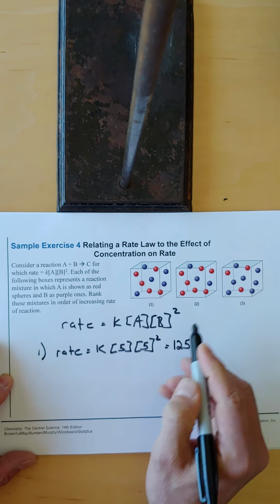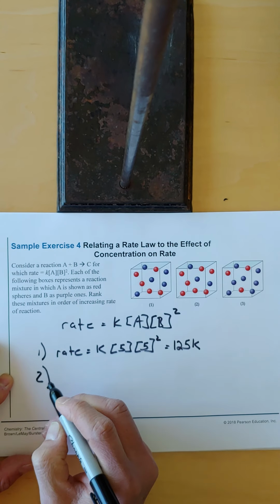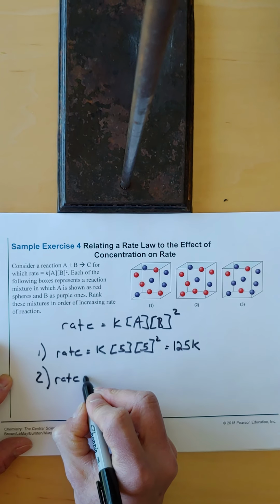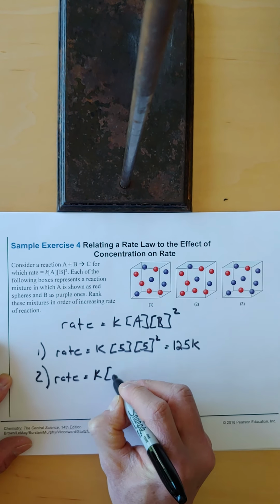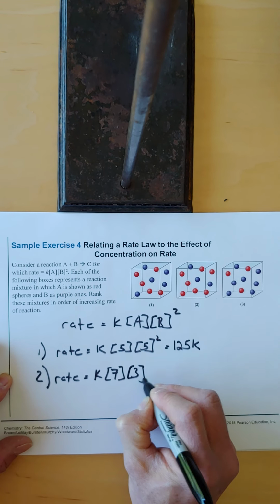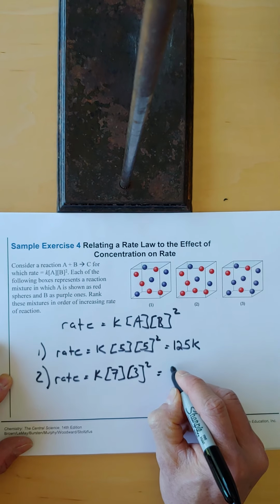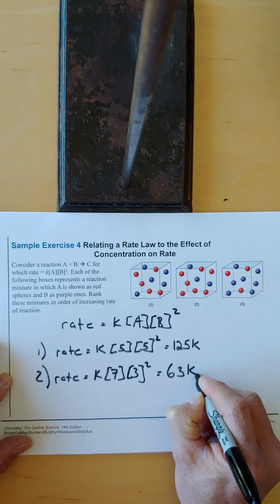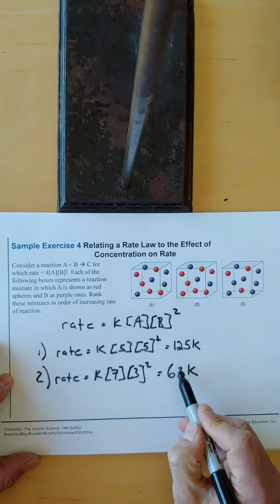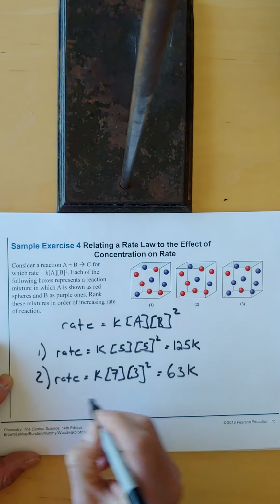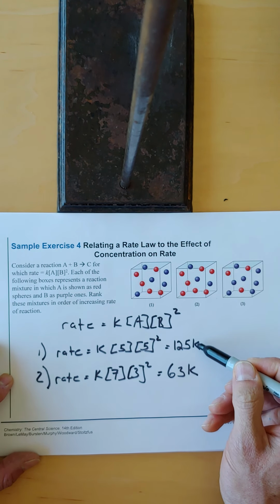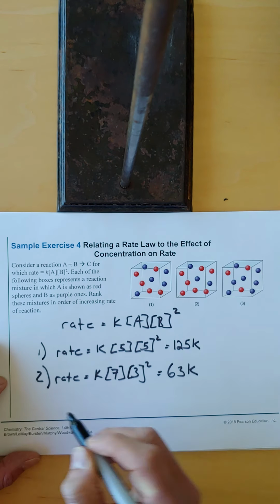For my second box, I have 7 reds and 3 purples. So my rate is going to be equal to K times my 7 reds times my 3 purples squared, right? So that gives me a rate equal to 63 times my rate constant. You can see that one's a little slower than the first one because this is the same rate constant, so that K isn't going to change. This is 125 times that value. This is 63 times that value.